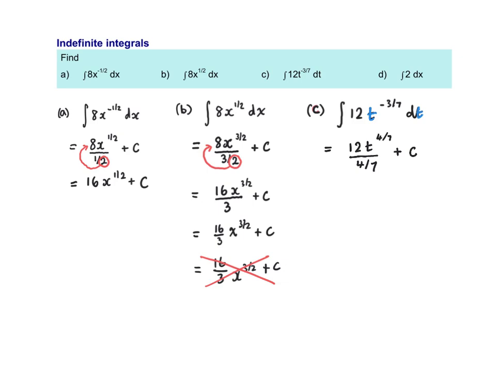So if I was working this out, I might do it in my head, but I may not. It kind of depends how confident you are. I'm going to take that 7 to the top and make it 7 times 12 over 4 t to the power of 4/7 plus c. And then I'm thinking that the 4 goes into 4 once, it goes into 12 3 times. So the answer becomes 21t to the power of 4/7 plus c.